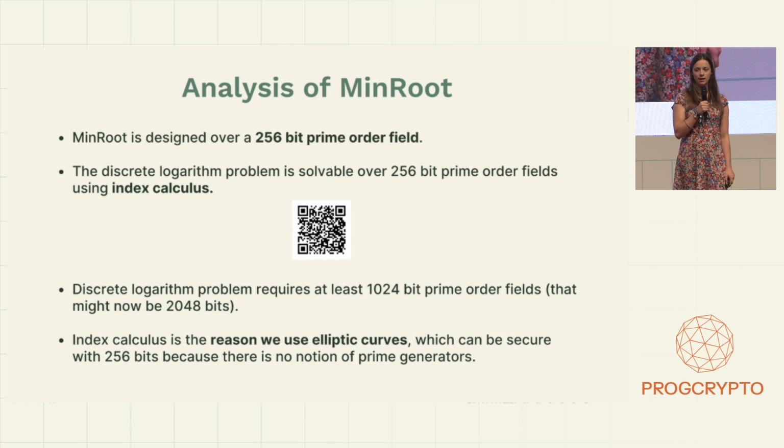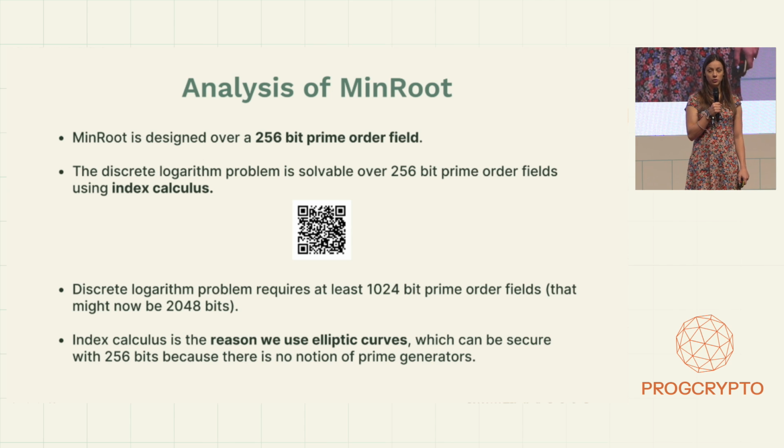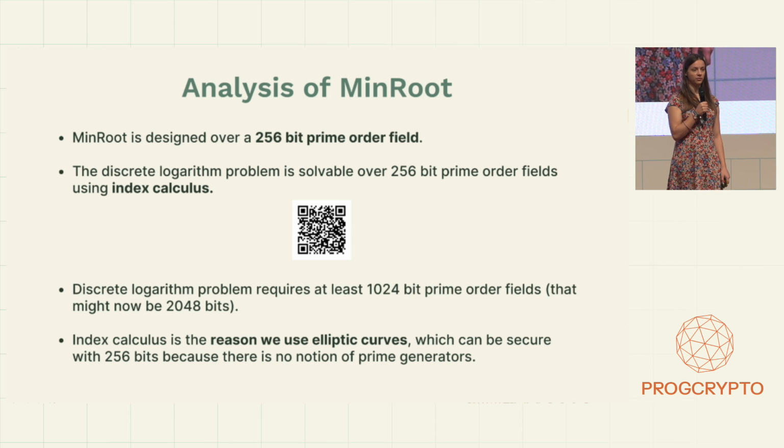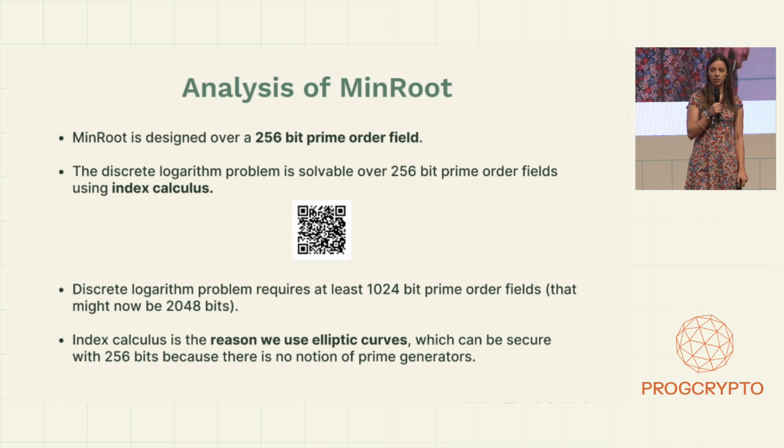The general idea here is that MinRoot is designed over a 256-bit prime order field. And this was very convenient for us because it means that we have a relatively small modulus, which then means that the hardware is very easy. However, the discrete logarithm problem is solvable over 256-bit prime order fields using index calculus.